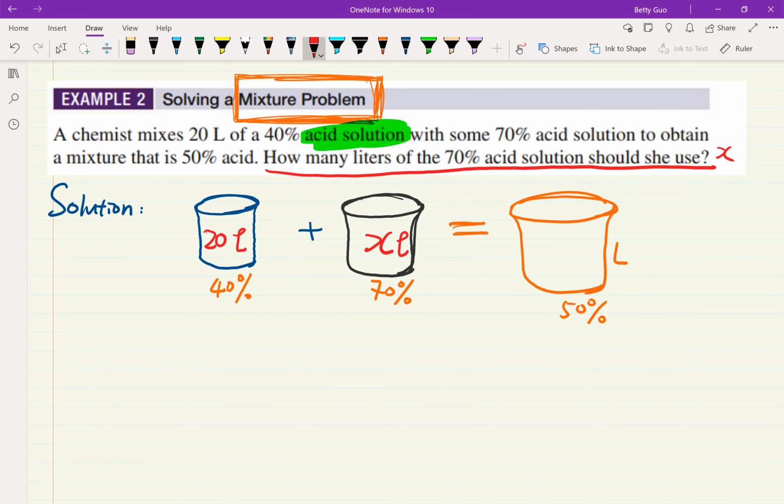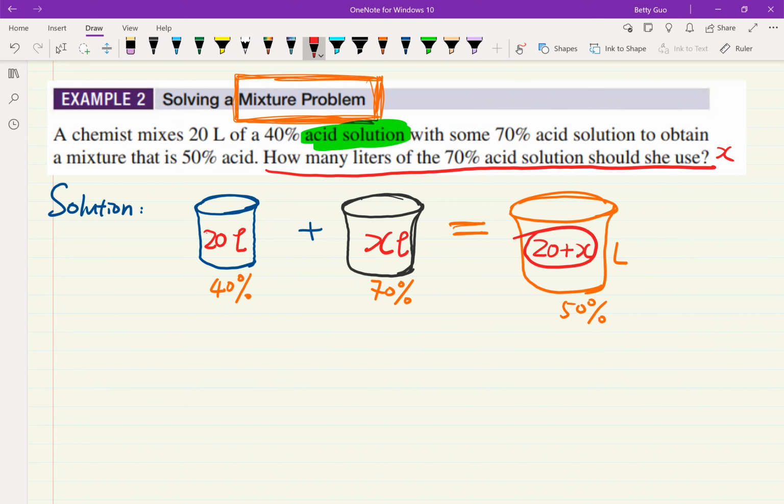Yes? Do you see that? 20 plus X liters. Do you agree? 20 plus X, of course. Okay, you put 20 liters here, I put X liters here. So now it has 20 plus X liters, right? Okay. How do we set up the equation? Yeah, that's the harder part. How do we set up the equation here?